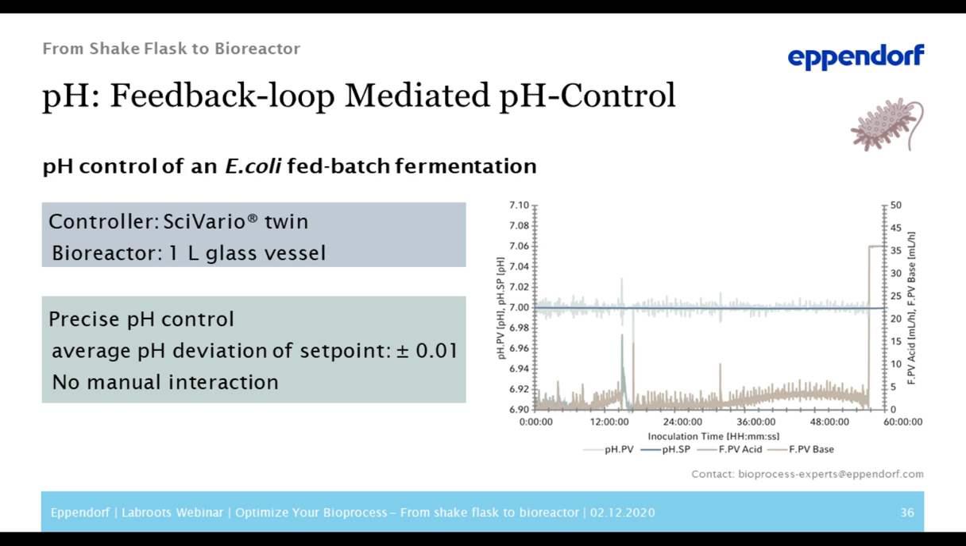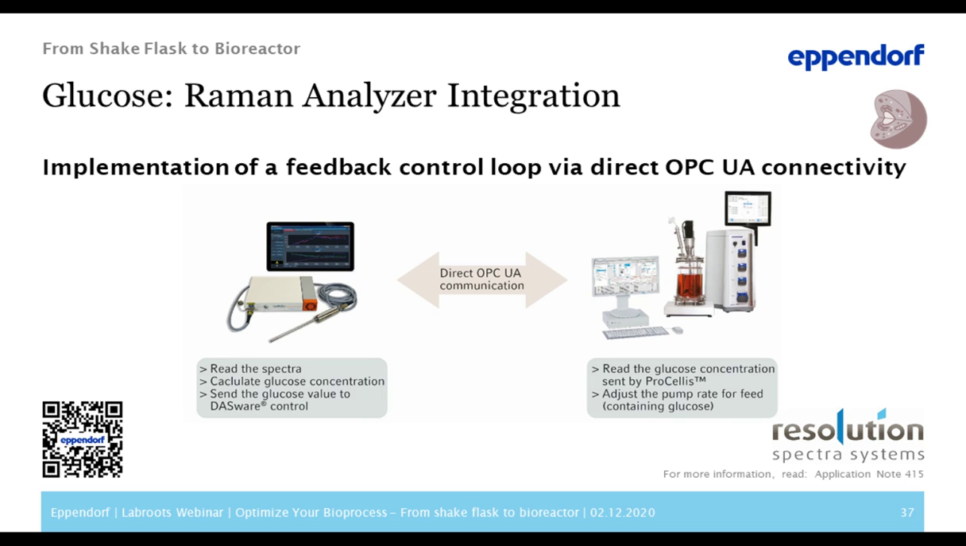But as you can see here, the system constantly monitors the pH and automatically activates or deactivates the acid or base pump to maintain the pH in a really narrow range around 7. In this case, with just a deviation of around 0.01 units.